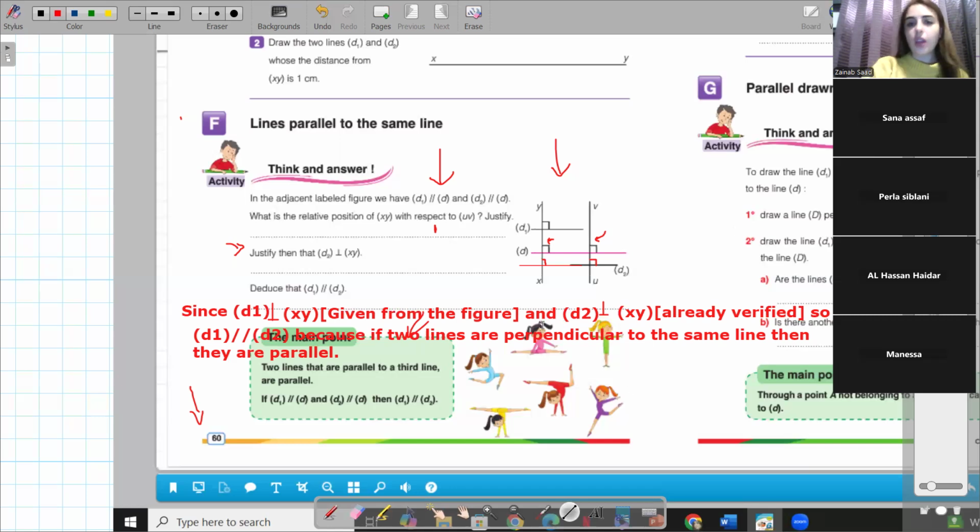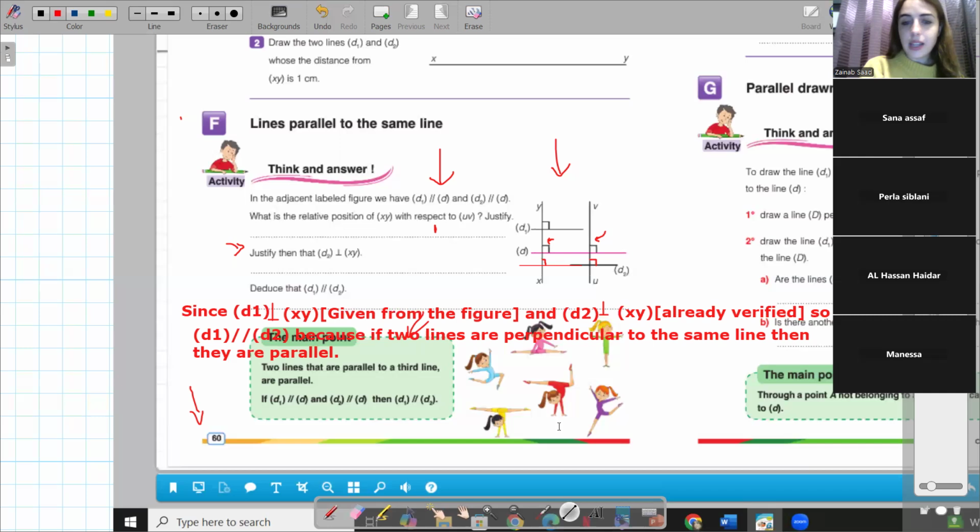Okay, so since we know this rule, we could use it. But I didn't use it before because we didn't know it yet. So from now on, you can use this rule. If you have one line parallel to another and one line parallel to the same other one, then these two are parallel together. Here, D1 is parallel to D, given, and D2 is also parallel to D, given. Then D1 and D2 are also parallel to each other. So these three lines are parallel together. This is a rule that we can use.